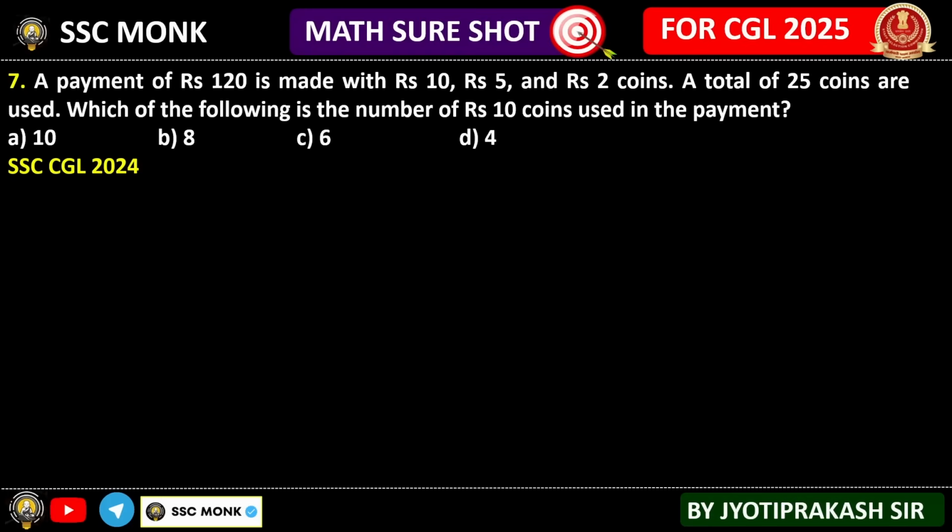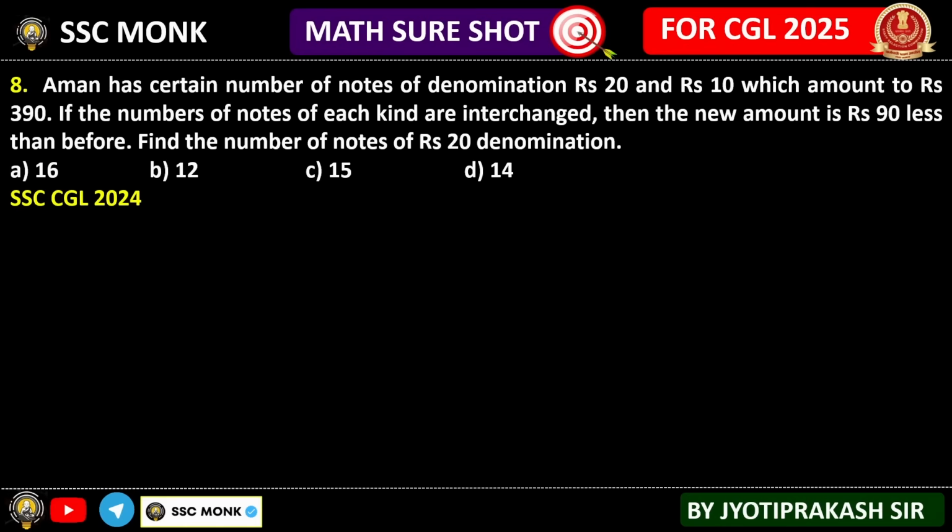Next, a payment of 120 is made with 10 rupees, 5 rupees, 2 rupees coins. This is homework. Next, Aman has a certain number of notes with denominations 20 and 10, which amount to 390. If the number of notes of each kind are interchanged, then the new amount is 90 less than before. Find the number of notes of 20 denomination.